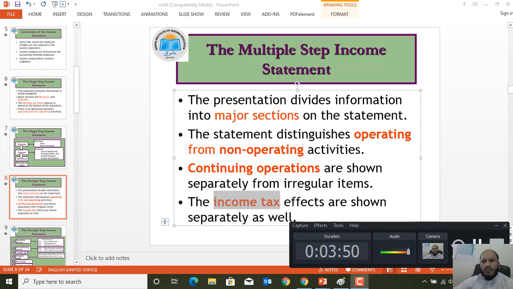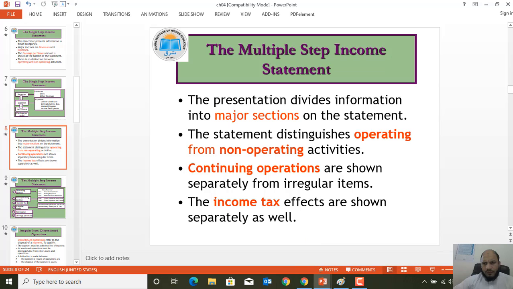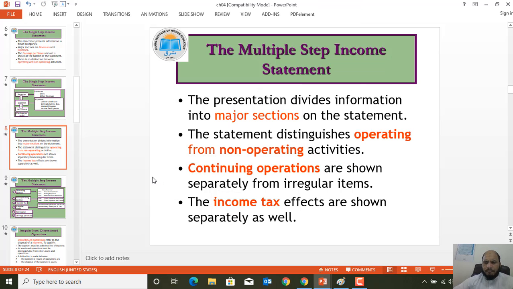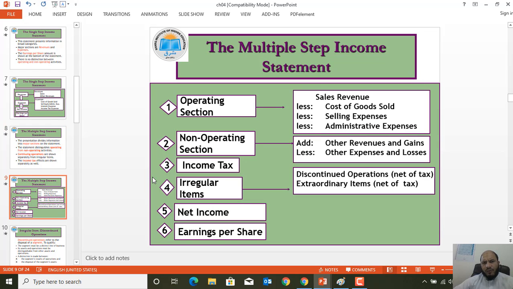So we have operating and non-operating activities, continuing operations and discontinued operations, and also the income tax related information. Simply, dear students, the major sections are the operating activities, the non-operating activities, like other gains and other losses, the continuing operations, and the income tax portion. Let's see this in the next slide and how we can explain it.